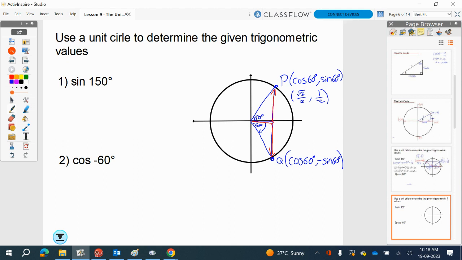So the coordinates of Q will be what? What are the coordinates of Q? Let me have somebody else. Would it be root 3 over 2, comma negative a half? Nope.